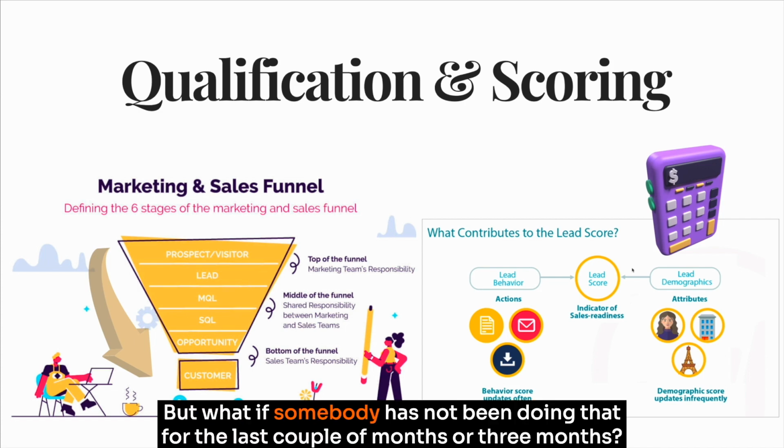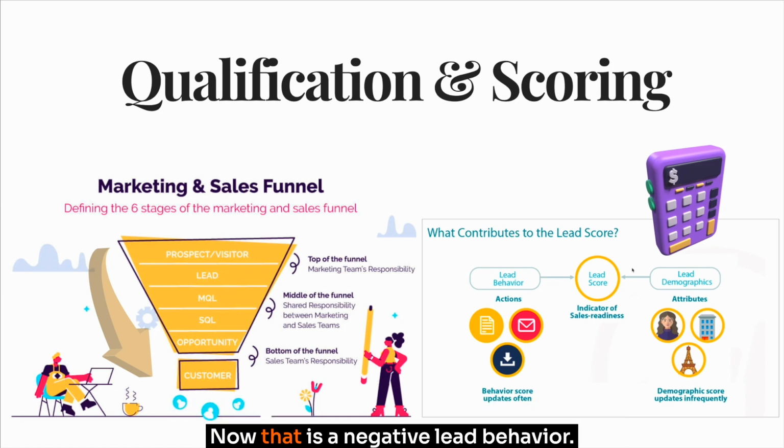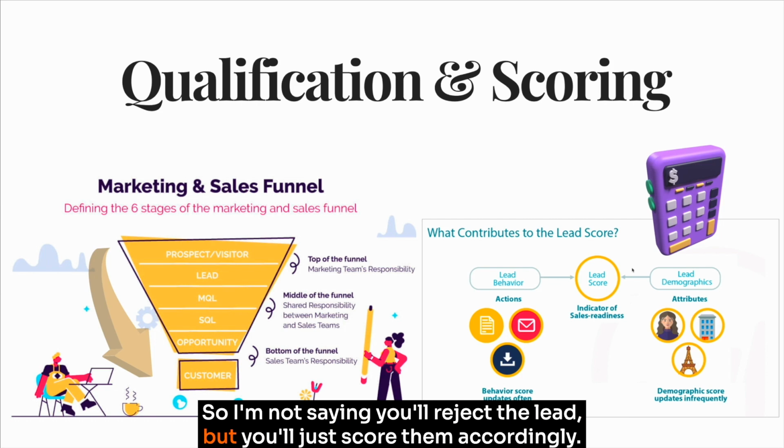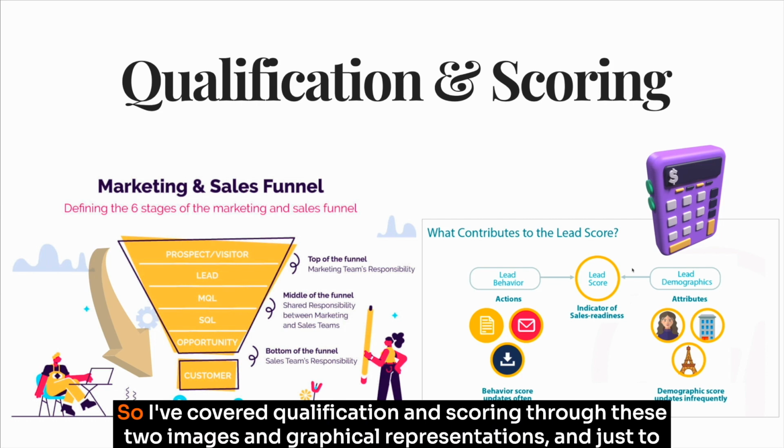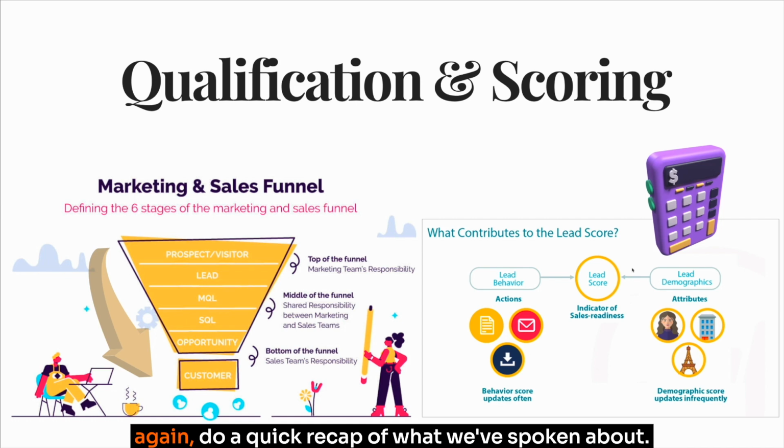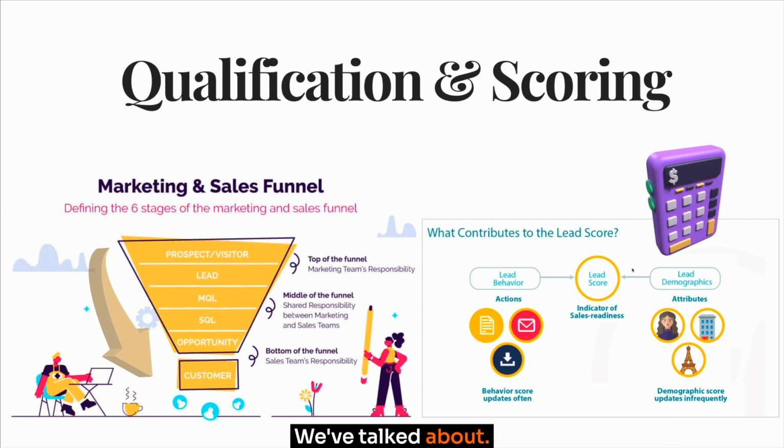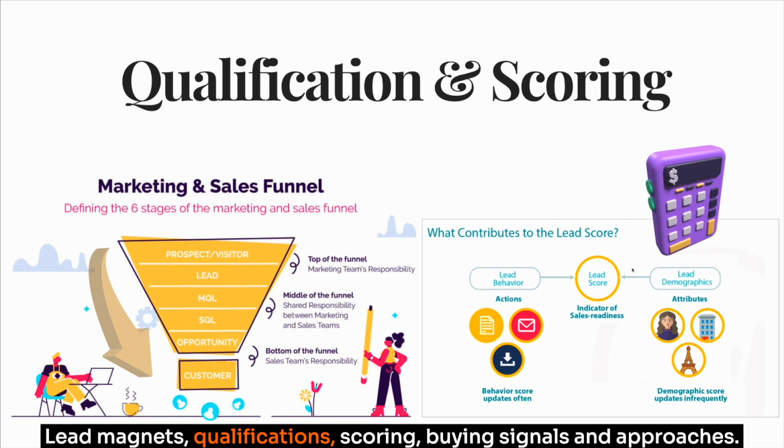But what if somebody has not been doing that for the last couple of months or 3 months? Now that is a negative lead behavior. So I'm not saying you will reject the lead, but you will just score them accordingly. So I've covered qualification and scoring through these two images and graphical representations. And just to do a quick recap of what we've spoken about, we've talked about lead magnets, qualification, scoring, buying signals, and approaches.